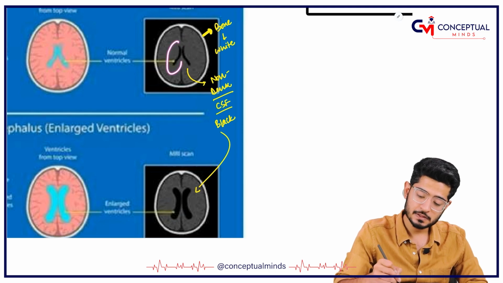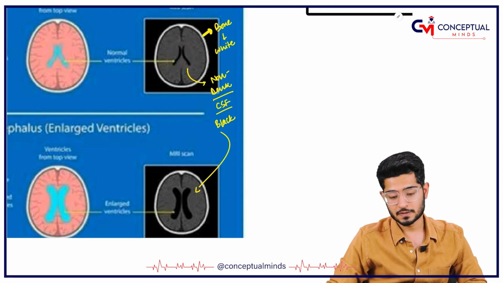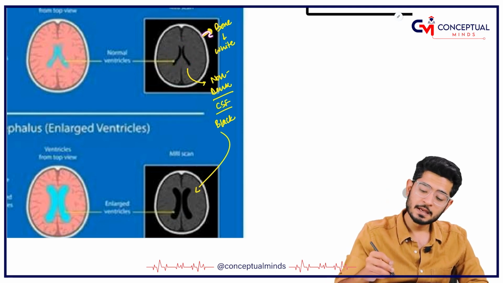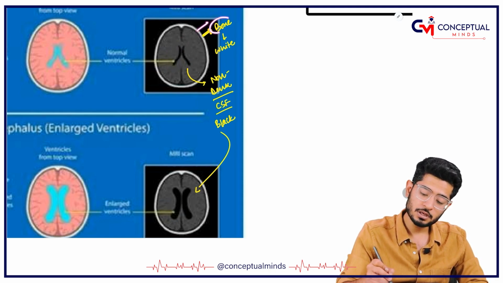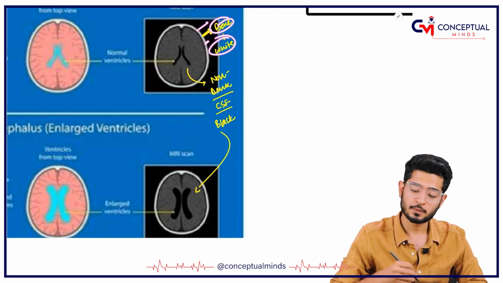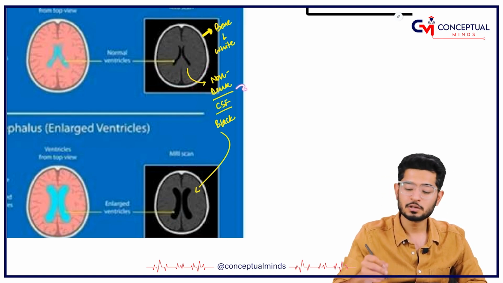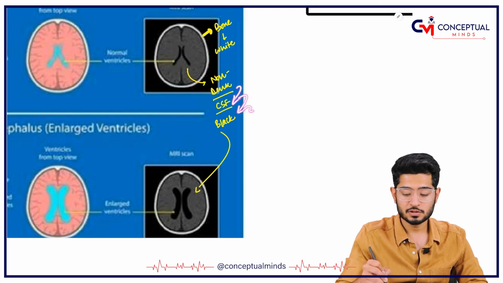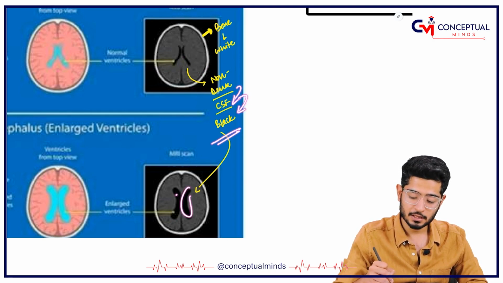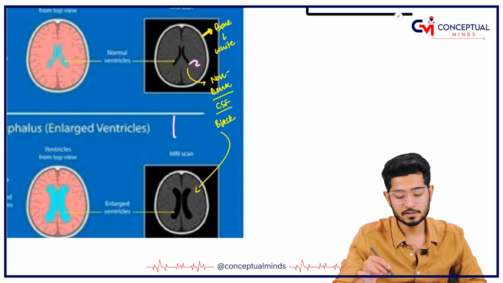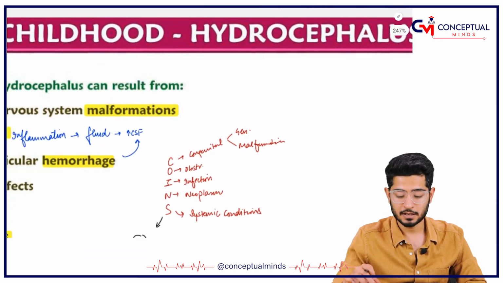Can you see here, these are the ventricles. How do you identify that these are ventricles? If the bone is white, then the less dense material, just like water, is going to be CSF. So these black areas are the ventricles, and can you see these are enlarged as compared to this? So basically this is nothing but hydrocephalus.